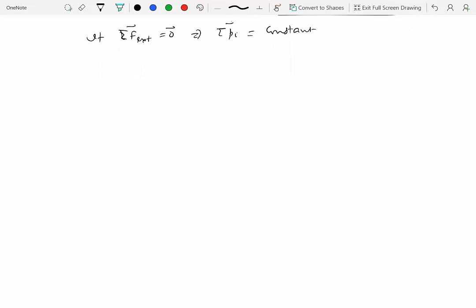One more thing that I want to introduce here is the concept of linear impulse.